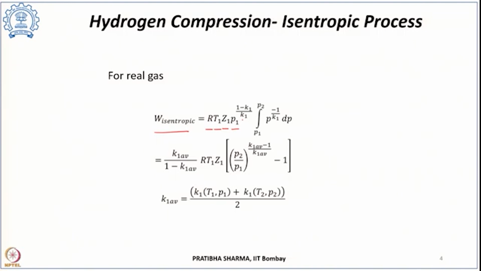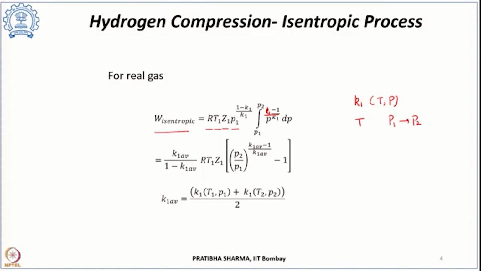K1 is the isentropic coefficient which relates the pressure-volume equation of state, and then there is an integration from initial pressure to the final pressure P2, of P raised to the power (K1 minus 1) over K1, integrated over the pressure dP. Now, we know that the exponent K1 also changes when pressure changes. So, we know that it is a function of both temperature and pressure. At a particular temperature, let us say T, when the pressure changes from P1 to P2, the exponent also changes.